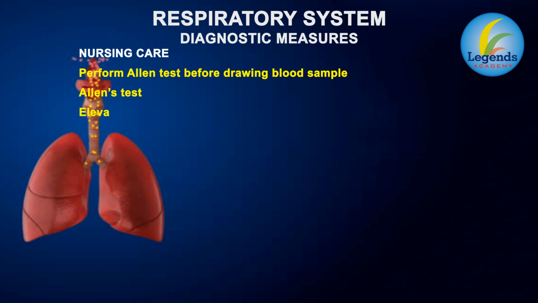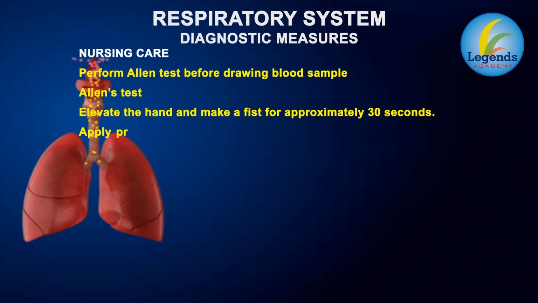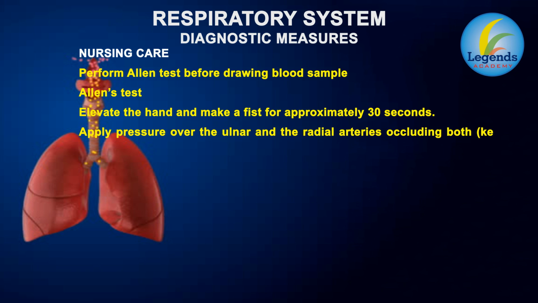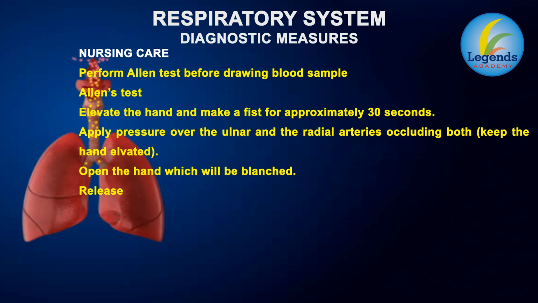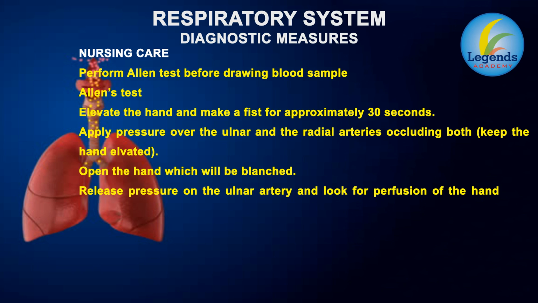Allen's test means elevate the hand and make a fist for approximately 30 seconds. Apply pressure over the ulnar and radial arteries, occluding both. Then open the hand, which will be blanched. That means you have to look for perfusion. Release pressure on the ulnar artery and look for perfusion of the hand. This takes under 8 seconds. If there is any delay, then it may not be safe to perform radial artery puncture.